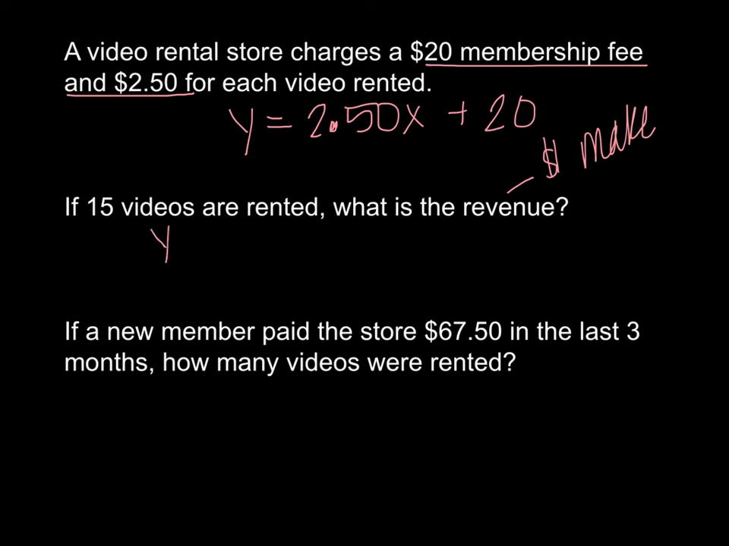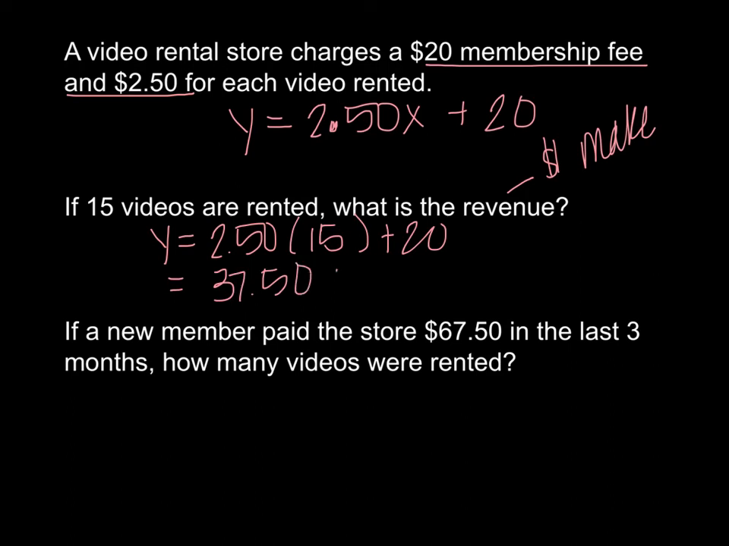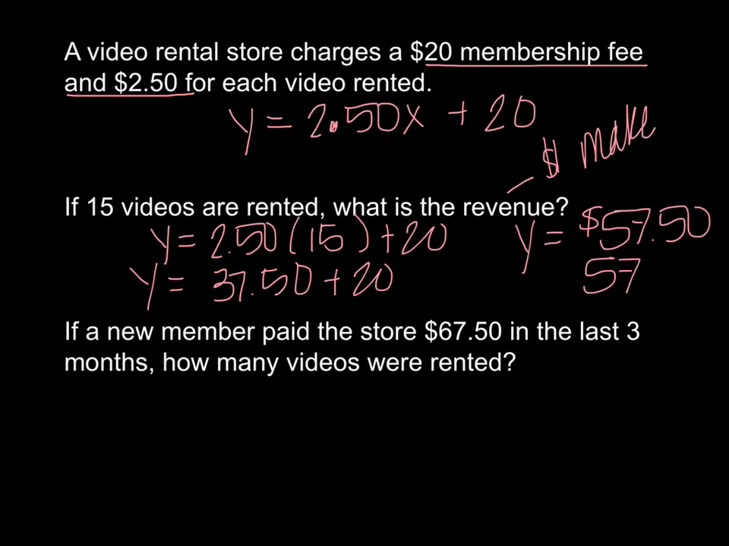What you should have done is plugged in 15 for x, because it's $2.50 per video, and then added 20, because we're only going to pay $20 one time. So we get 2.50 times 15, which is 37.50. Then we add 20. So y equals $57.50. It's kind of hard to read, so I'll rewrite it. That's your final answer, how much money they would make.